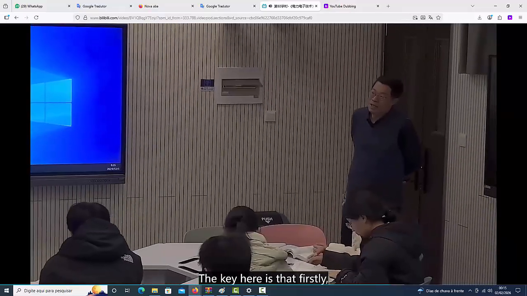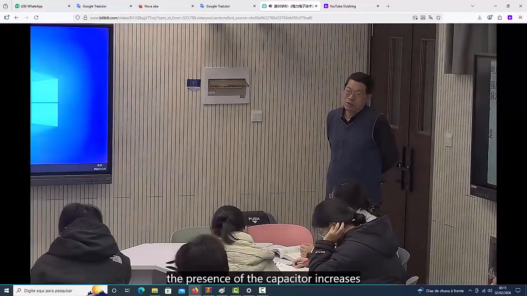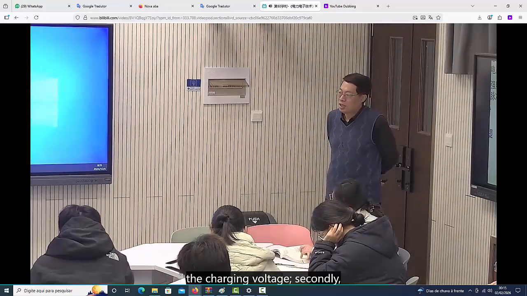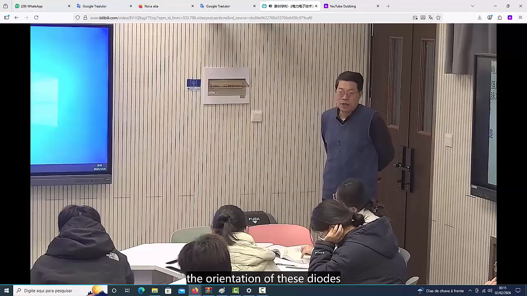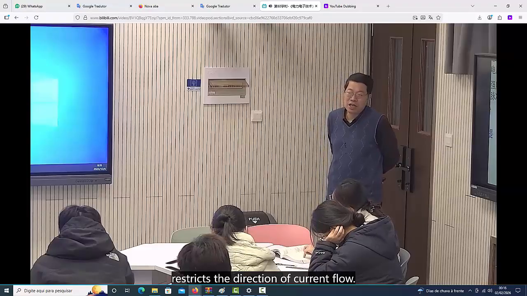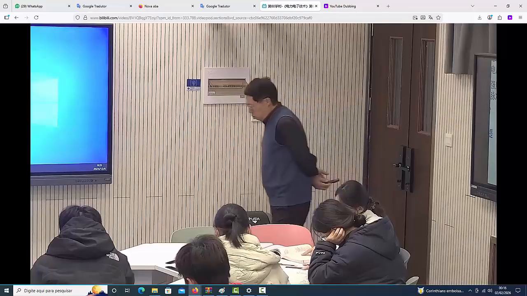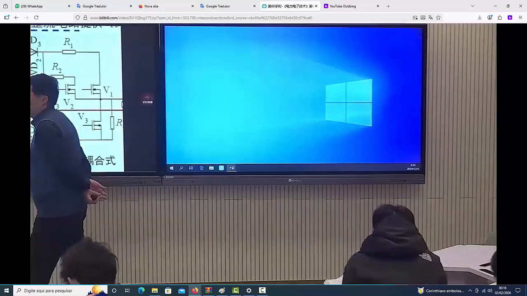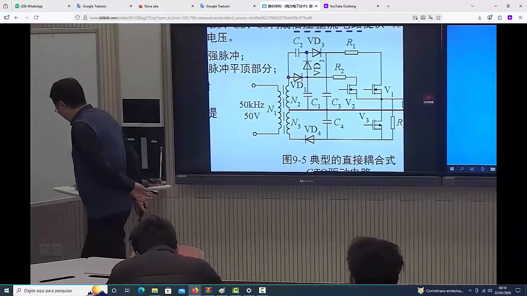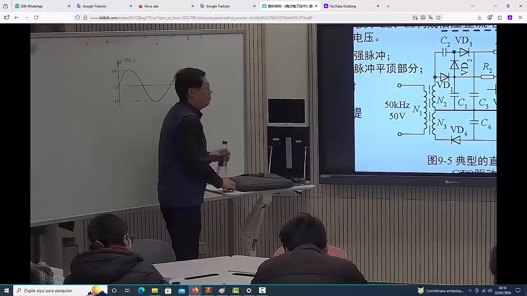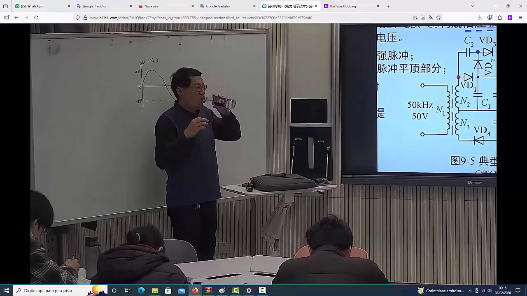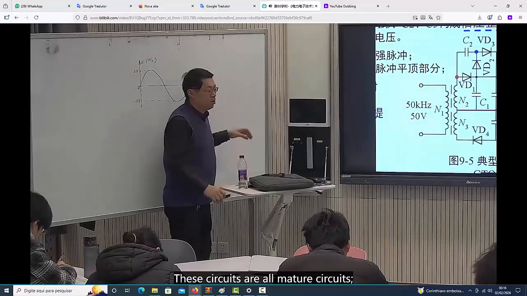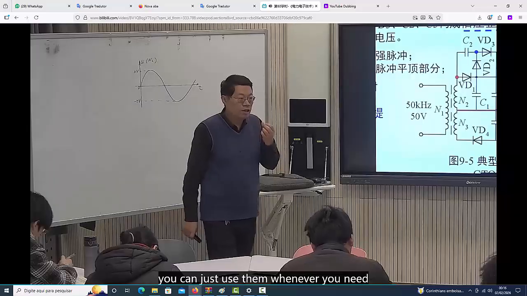The key here is that firstly, the presence of the capacitor increases the charging voltage. Secondly, the orientation of these diodes restricts the direction of current flow. These circuits are all mature circuits. You can just use them whenever you need them.